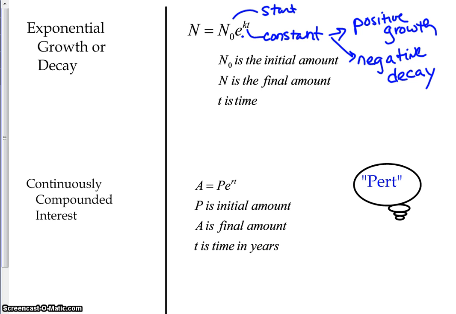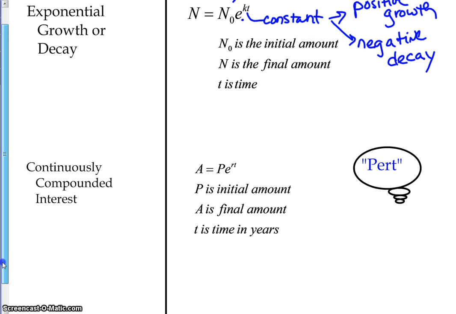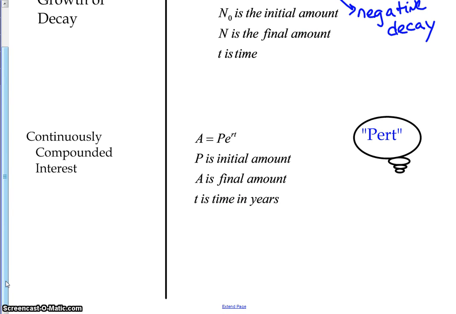Now a second formula that we're going to be using is for continuously compounding interest. It's often called PERT, and hopefully you can see where the P, E, R, and T come from, where we have our start, and here we're talking about money, so it's always starting money. E is just the number E, that 2.71.